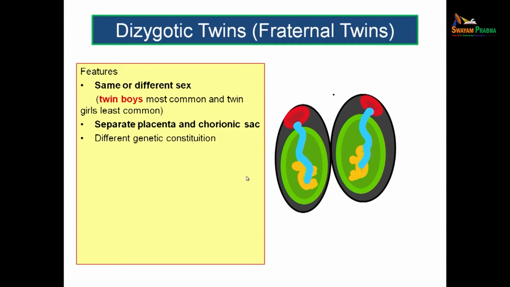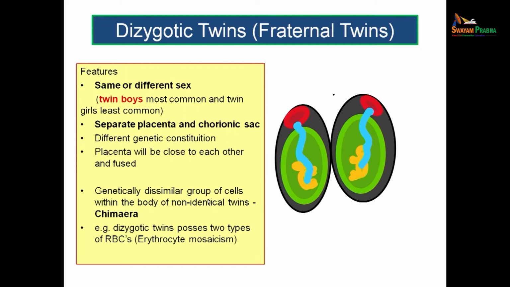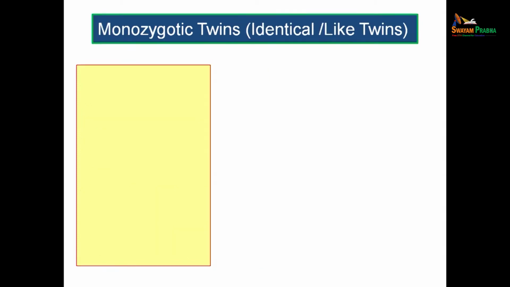Now what are the other features? They will have different genetic constitution. And the placenta will sometimes lie close to each other, and as a result they might get fused. In some cases there will be some genetically dissimilar group of cells within the body of the non-identical twins. Such a condition is known as chimera. And the examples are, sometimes the dizygotic twins will possess two types of RBCs, and this condition is known as erythrocyte mosaicism. And this happens when there is an exchange of RBCs among the twins. So, this condition is known as chimera.